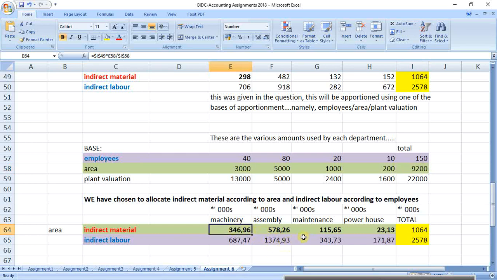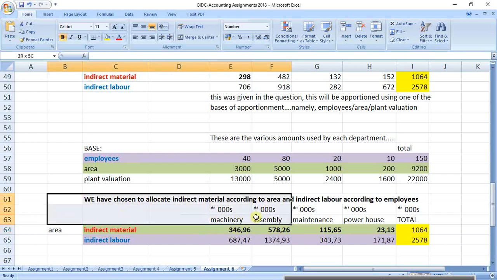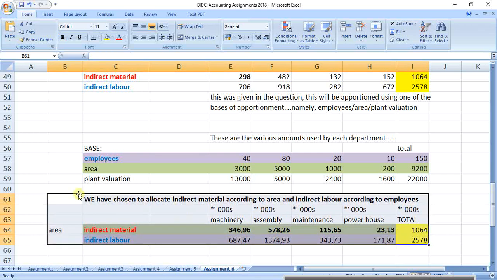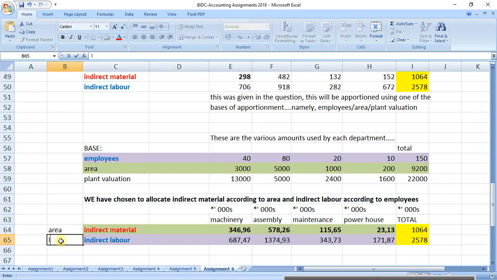So should I do it in a table form as well? Yes. I don't need to do this one because this one's in here. That was the discussion. So this is what we would say: we have chosen to allocate indirect material according to area and indirect labor according to employees. So I'm going to write that. That's what we're doing as the basis of the allocation. And then obviously employees here.